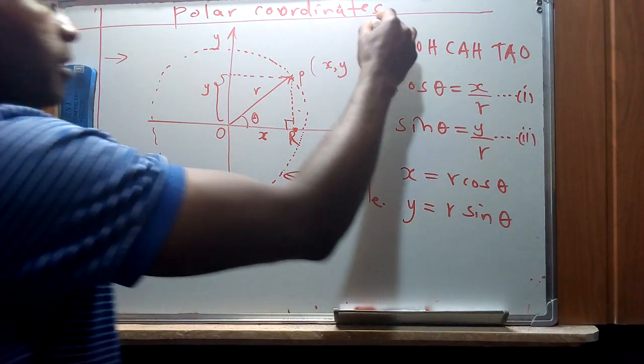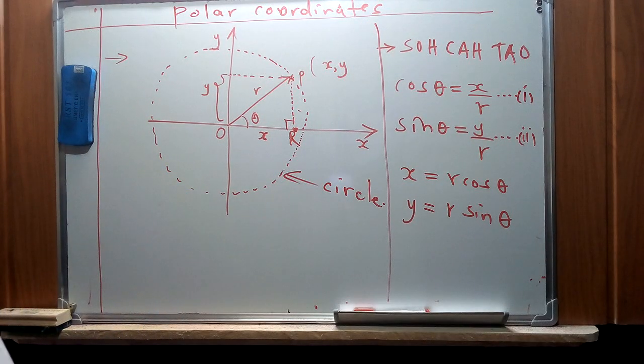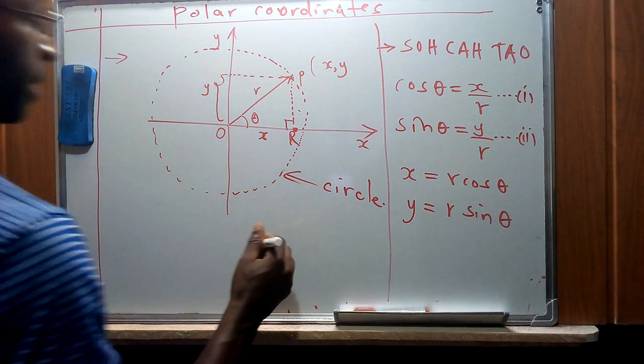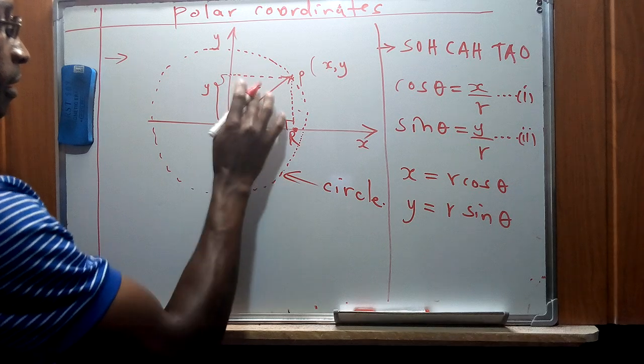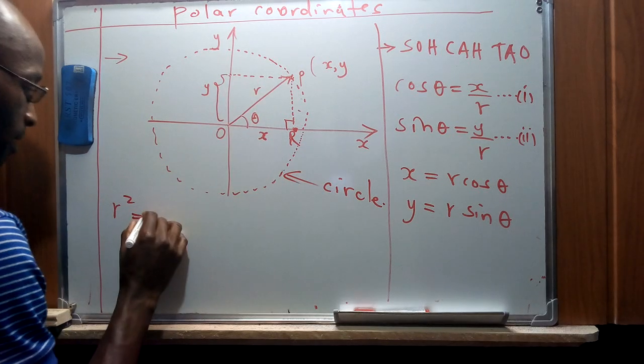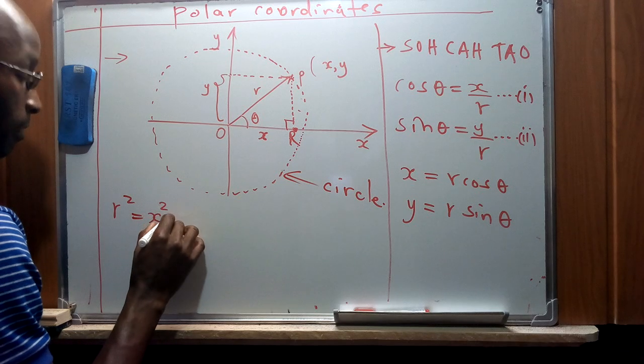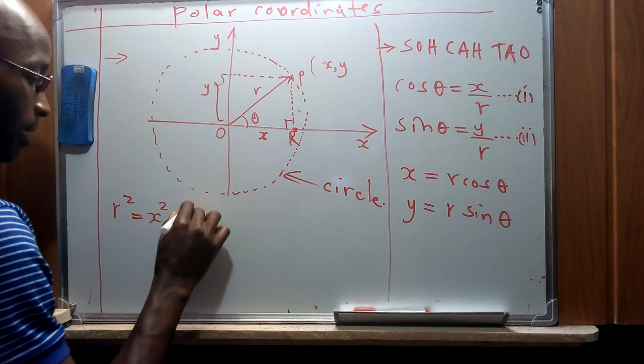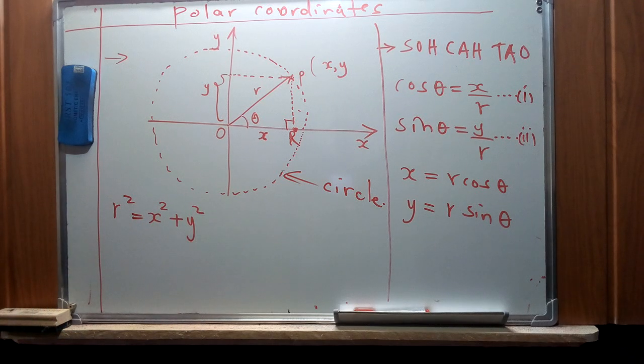So given that, I can do a rearrangement, or give a relationship for that. From the Pythagoras theorem, we know that r squared can be given as x squared plus y squared. So this is a relationship that is given from Pythagoras theorem.